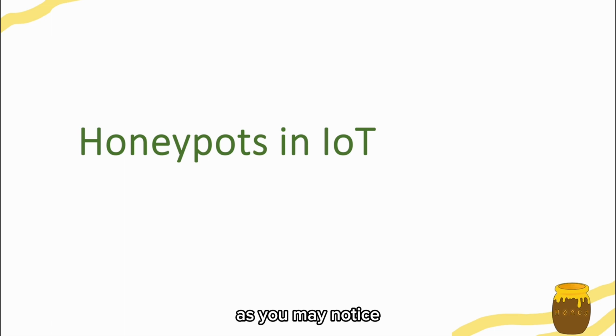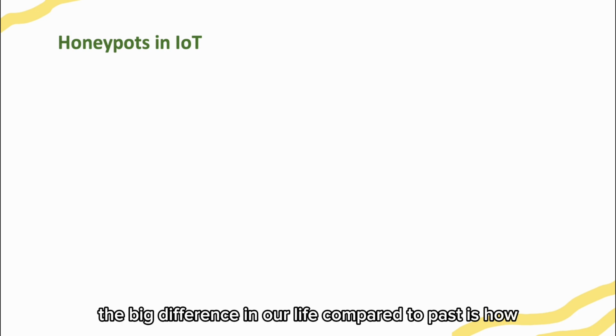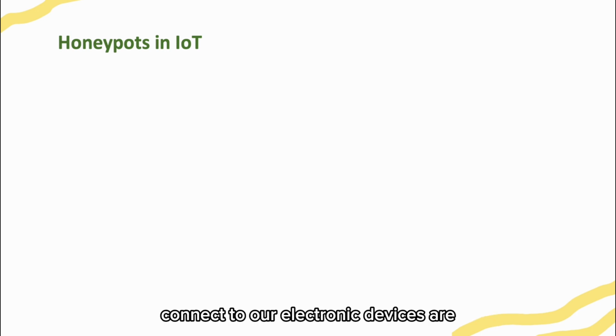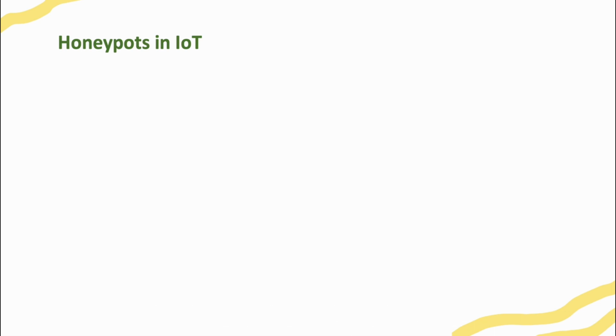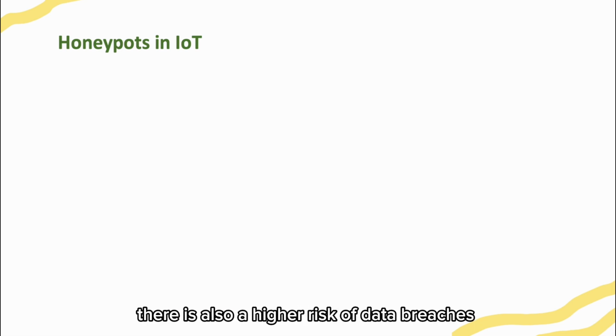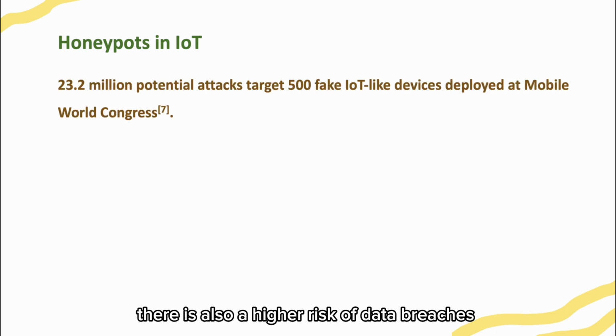As you may notice, honeypots are also widely used in IoT. The big difference in our life compared to the past is how connected our electronic devices are. These devices, called the Internet of Things, help manage our daily lives and make things easier at work. But with all this connectivity, there is also a higher risk of data breaches.